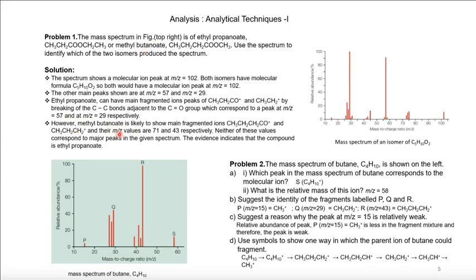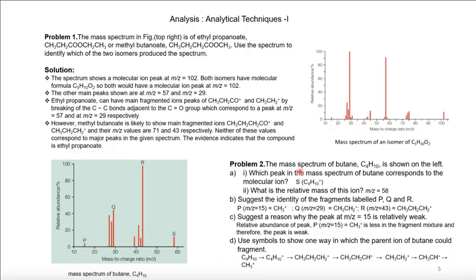But if we take methyl butanoate, then we see the mass to charge ratios of the possible fragmentations for butanoate. This is one of the fragmentations, and this is another. The mass to charge ratio values are 71 and 43. We can see that there is no fragment at m/z 71 in the spectrum, and also none at 43. Therefore, it is proved that this is not methyl butanoate, but it is ethyl propanoate.